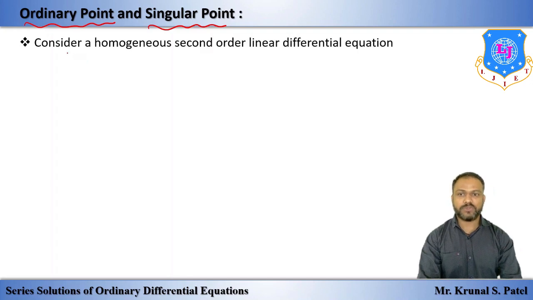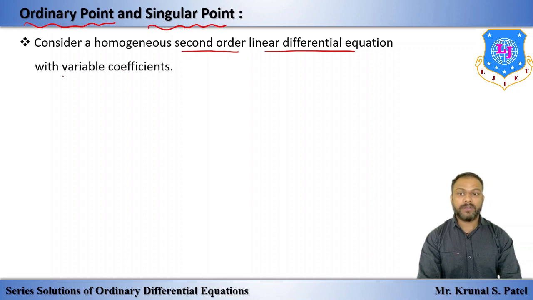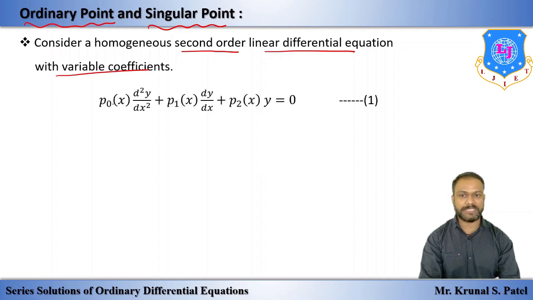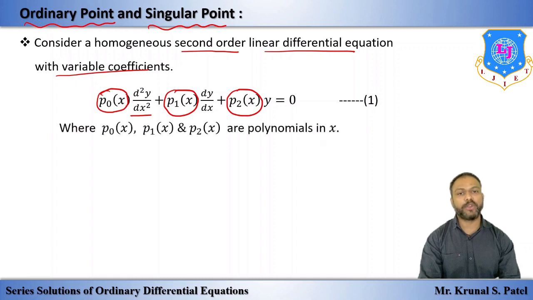So let's start. Consider a homogeneous second order linear differential equation with variable coefficients, which you already studied in higher order differential equations, given by this. This is our second order linear ODE with variable coefficients, because P0(x), P1(x) and P2(x) are polynomials or functions of x. So this differential equation has variable coefficients. Say this is equation number 1.